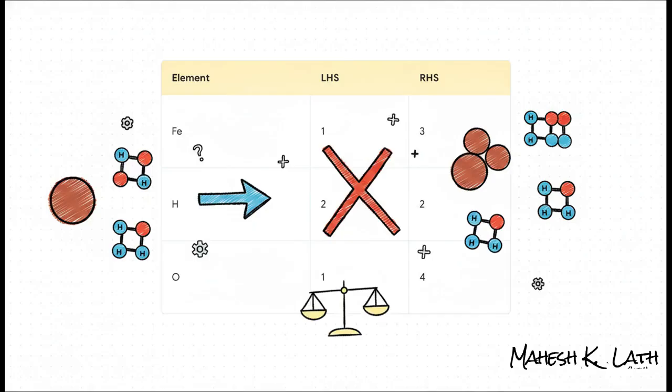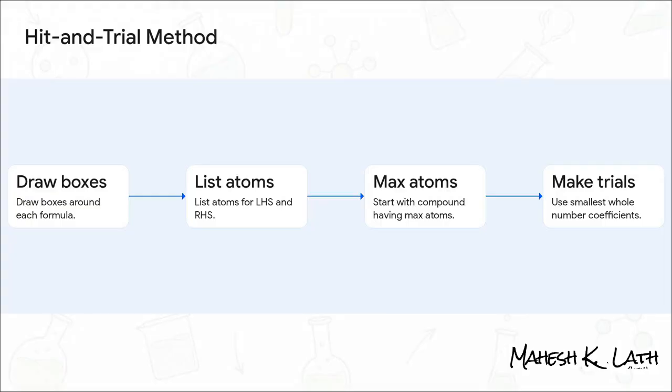But take a look at this setup for iron reacting with water. Notice how the atoms of iron, or Fe, and oxygen, O, are totally lopsided when you compare the left and right sides. We've got one single iron atom going in, but three somehow coming out. Since the mass doesn't match up, this is what we call a skeletal or unbalanced equation, and we really need to balance this ledger. To fix this, we use something called the hit and trial method.